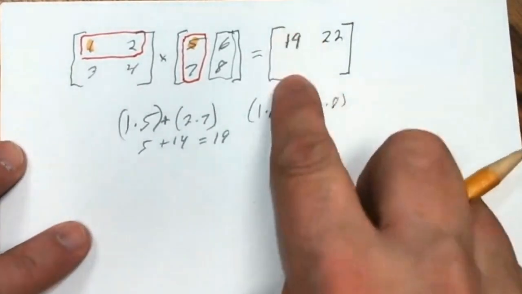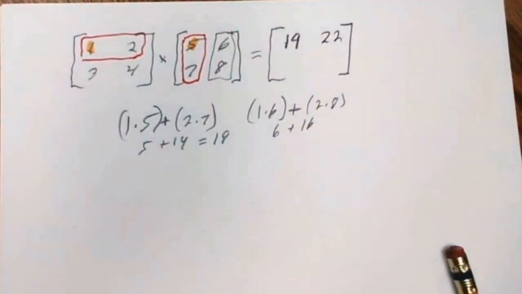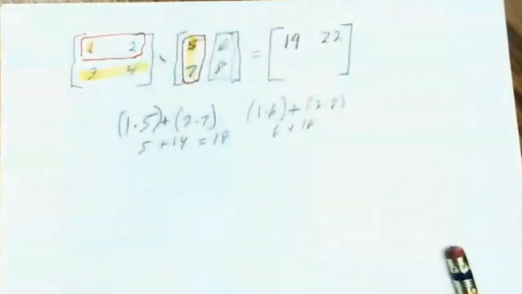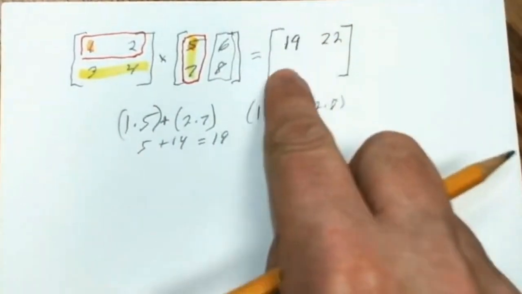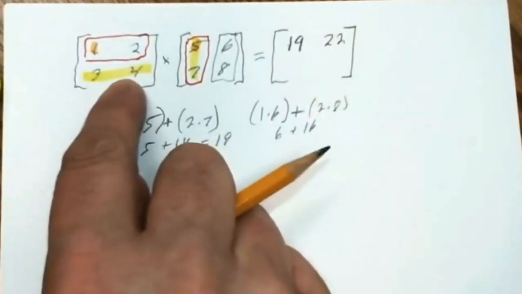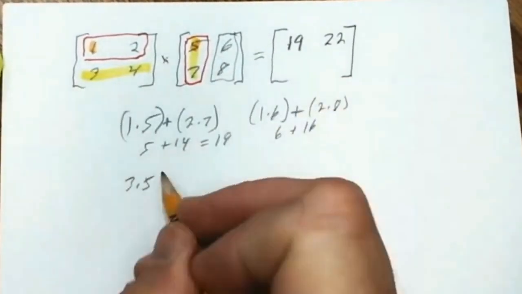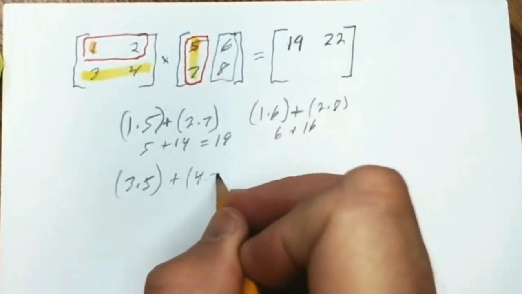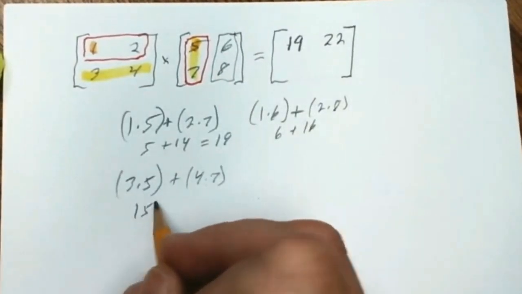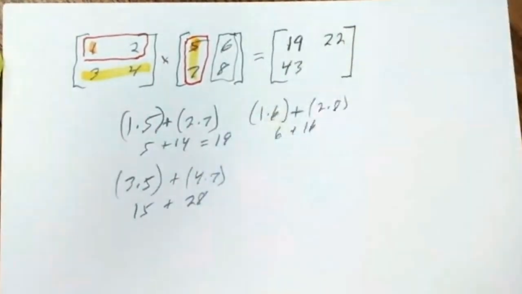Okay, now we're moving down to the second row. So we're going to use the second row's numbers. We're going to start out with the second row times the first column. So anytime you get answers for the second row, you have to use the second row in the first matrix. 3 times 5, and then 4 times 7. 3 times 5 is 15. 4 times 7 is 28. And we add those together, and we got 43.